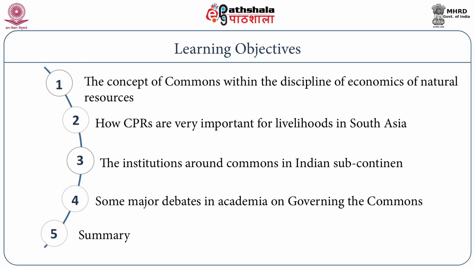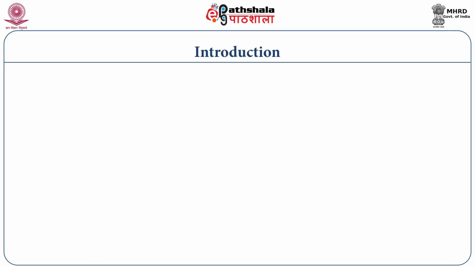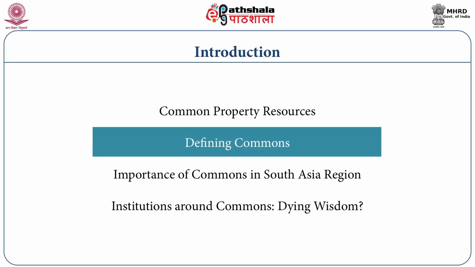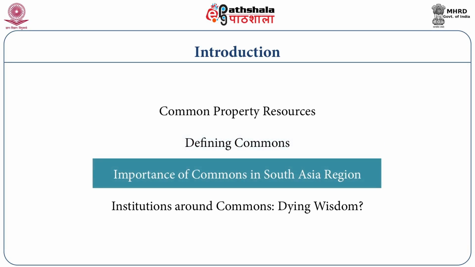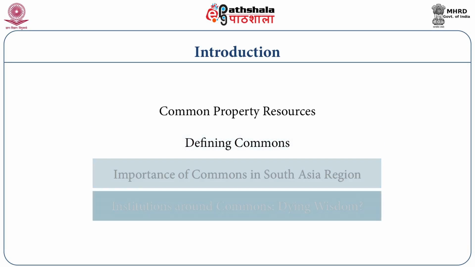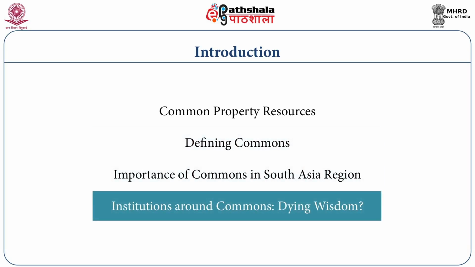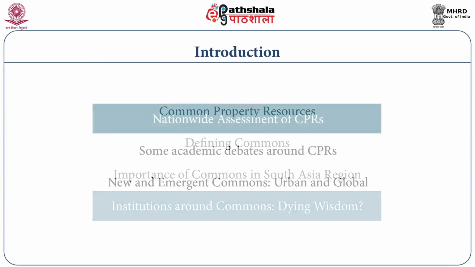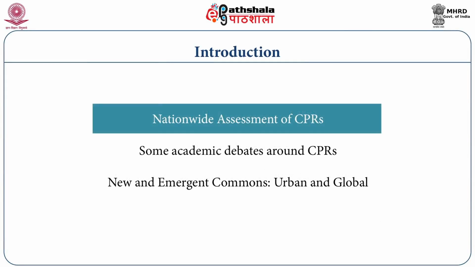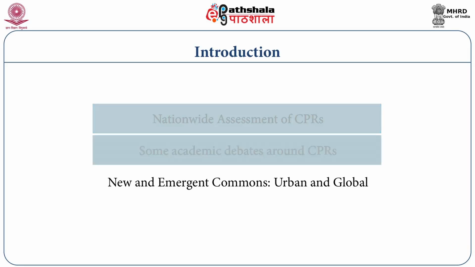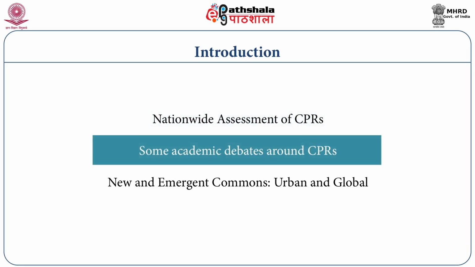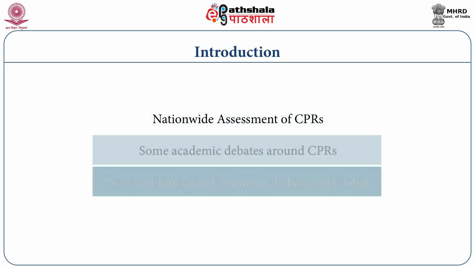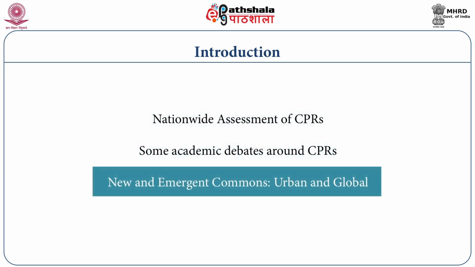The module is divided into 5 main themes. We start with defining commons, then we talk about the importance of commons in the South Asian region. We then move to discuss institutions around commons, something that some academicians have termed as dying wisdom. We then look at a nationwide assessment of CPRs, common property resources, and then we move to some academic debates around common property resources. And lastly, we discuss new and emerging commons, both urban commons as well as global commons.